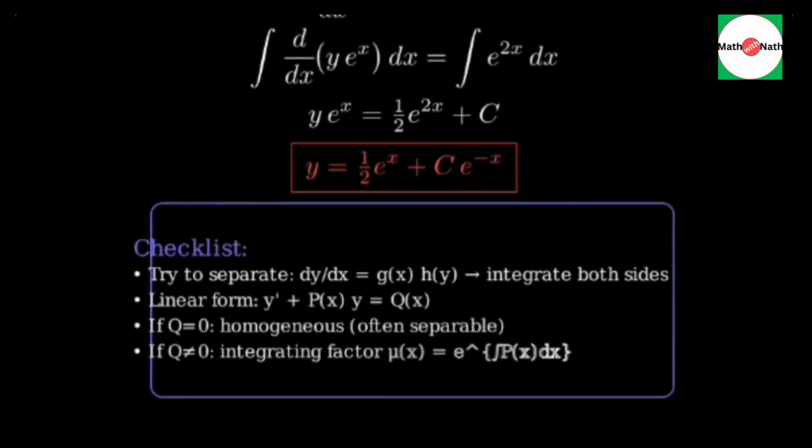Summary. First, identify the type. If it is separable, rewrite with all y terms with dy on one side and all x terms with dx on the other side. Then integrate. If it is linear first order, write it as y' + p(x)y = q(x). If q = 0, it is homogeneous and often separable. If q is not 0, use the integrating factor mu(x) = e^(integral of p(x) dx). These simple checks guide you to the right method quickly.